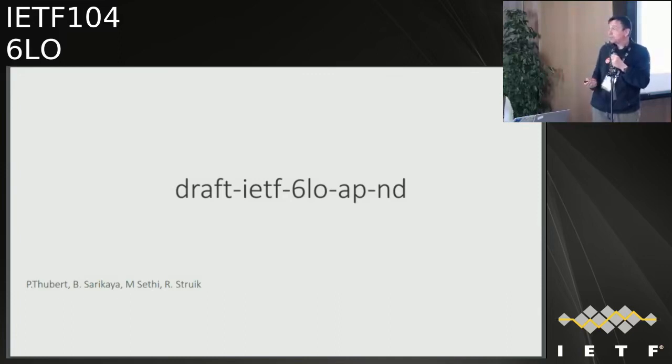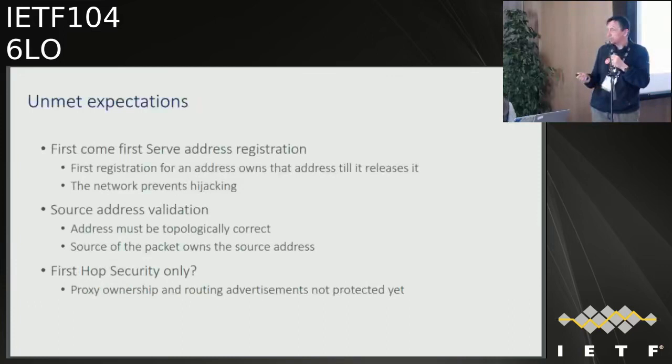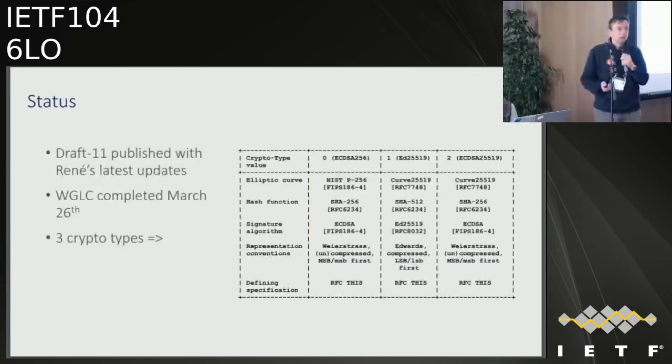So the biggest change is probably the set of updates that Rene Struik has been doing for us. And in particular, we have changed the crypto type values. Now we have 3 of them instead of 2. So you can do many combinations of the SHA hash functions and the signature algorithm. Basically, there are 2 signature algorithms. It's ECDSA and Edwards. And there are 2 hash functions, 256 and 512.